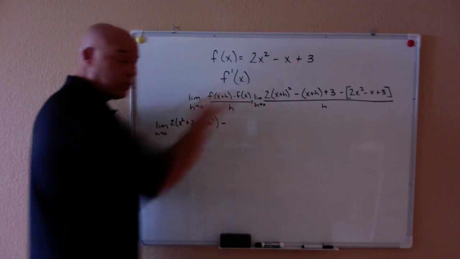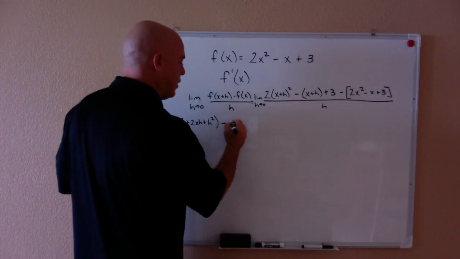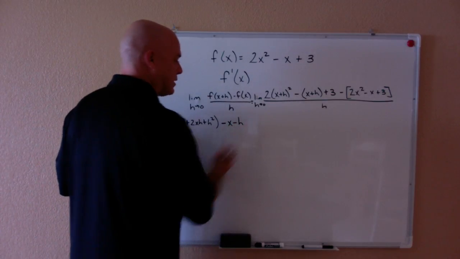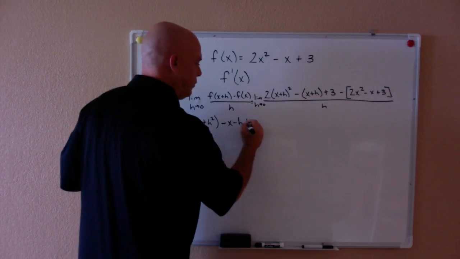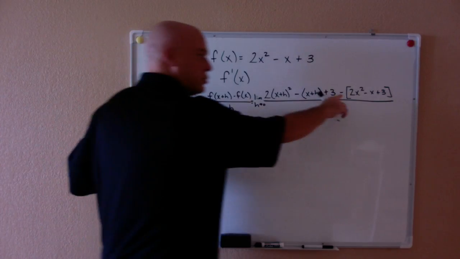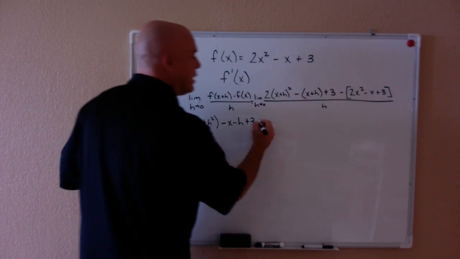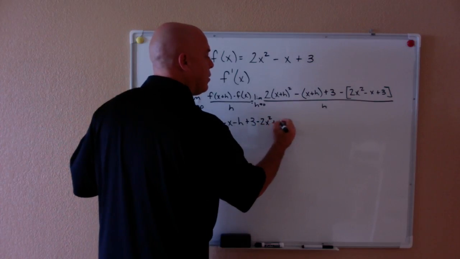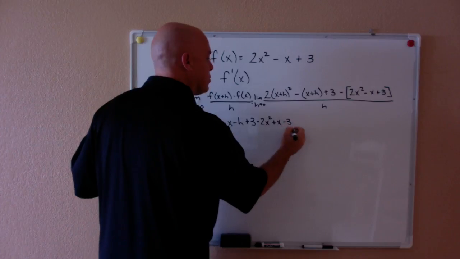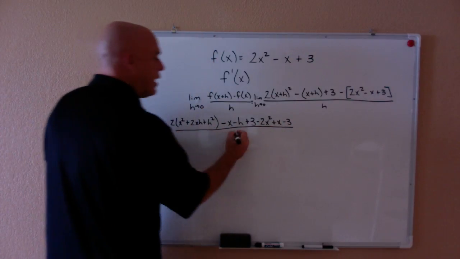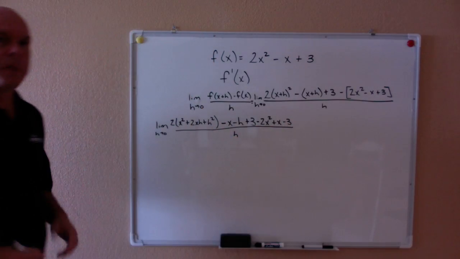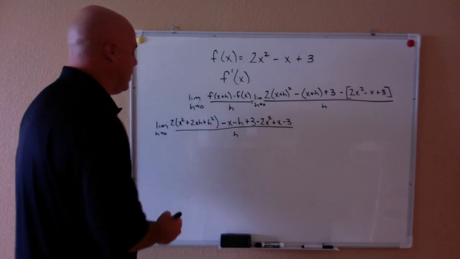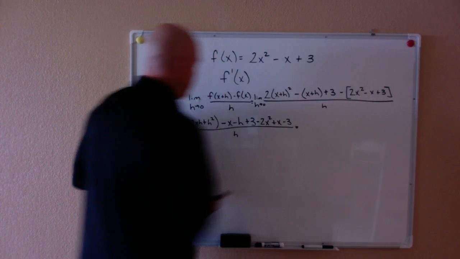Minus, I'm going to go ahead and distribute that negative through that parenthesis, so I'll have x minus h plus 3. I'm going to distribute this negative through that parenthesis there, and that's going to give me minus 2x squared plus x minus 3, and all of that is divided by h. Looks like it's getting pretty nasty here. Let's see if we can simplify things a little bit more.